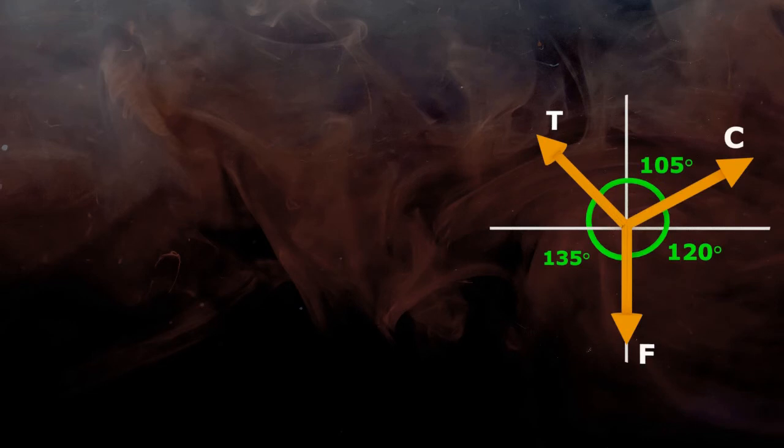Now Lami's theorem states that if three forces are acting on a body, each force is proportional to the sine of angle between other two forces. Let's say first force is C and it is divided by sine of angle between other two forces F and T, that is 135.